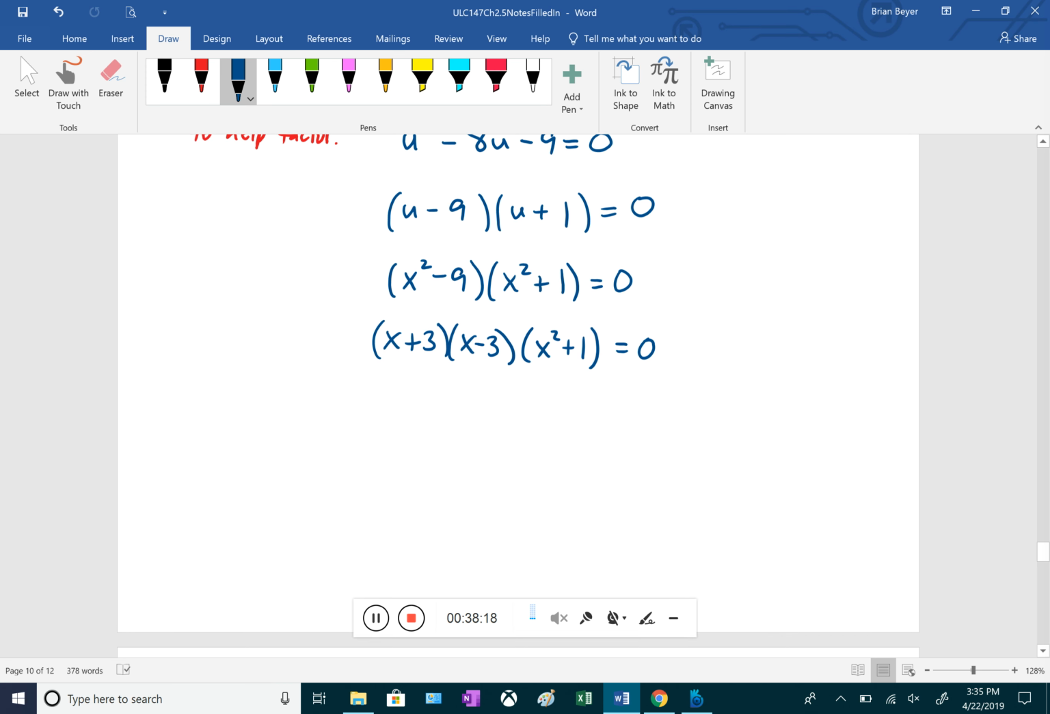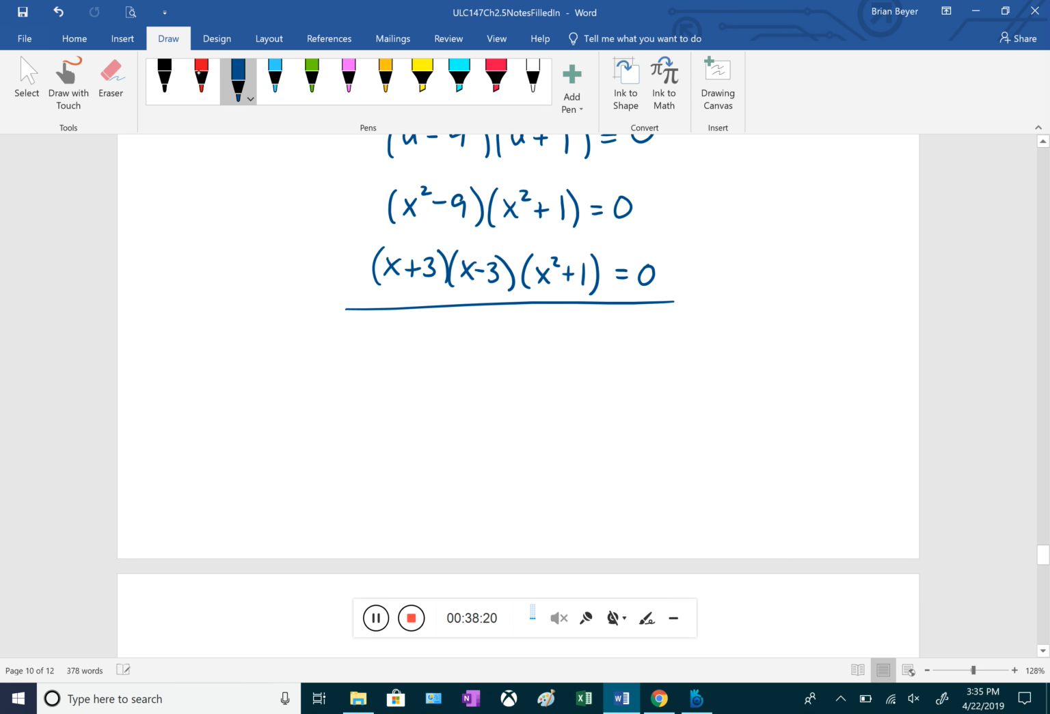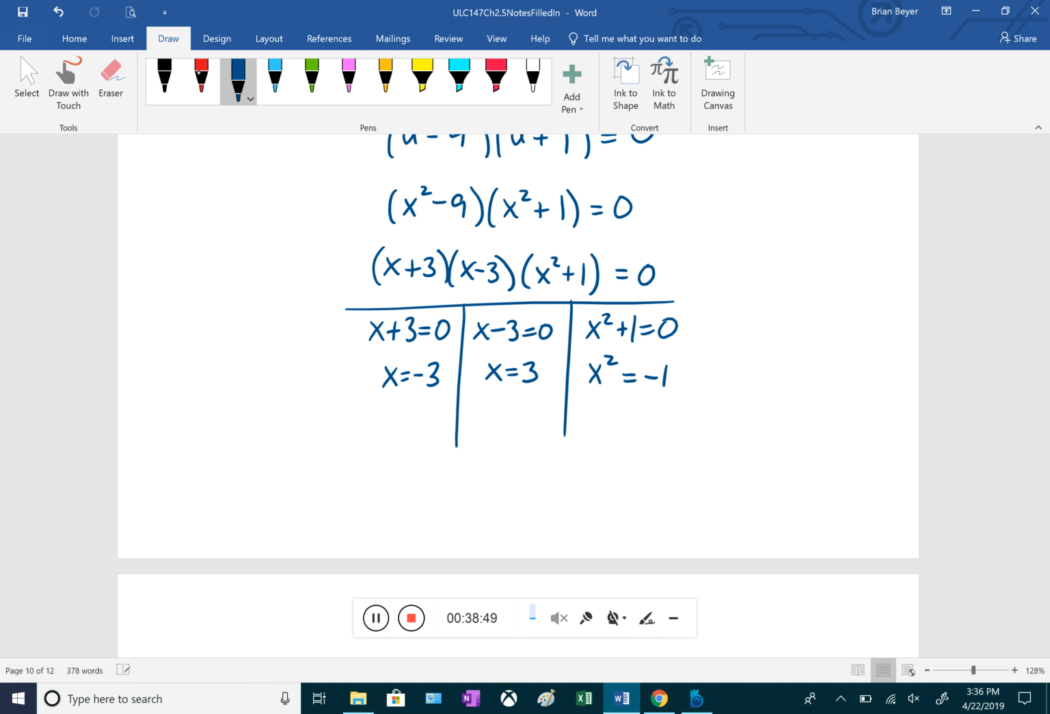So now we can take all of these and set them equal to 0: x plus 3 equals 0, x minus 3 equals 0, x squared plus 1 equals 0. First one, we subtract 3 on both sides and get x equals negative 3. Second one, we add 3 and get x equals 3. The one on the right, if we subtract 1, we get x squared equals negative 1. Then we take the square root of both sides and get x equals plus or minus the square root of negative 1.